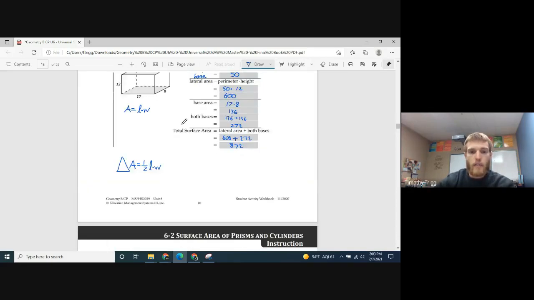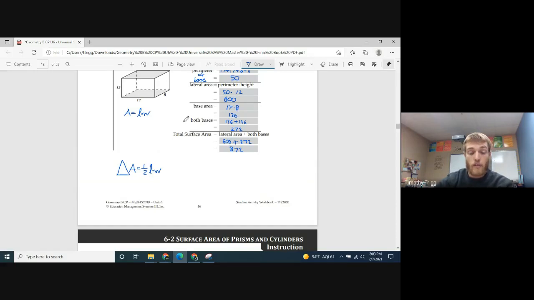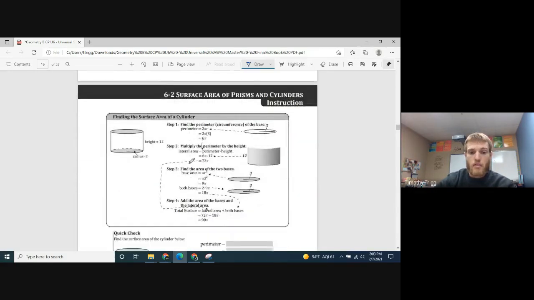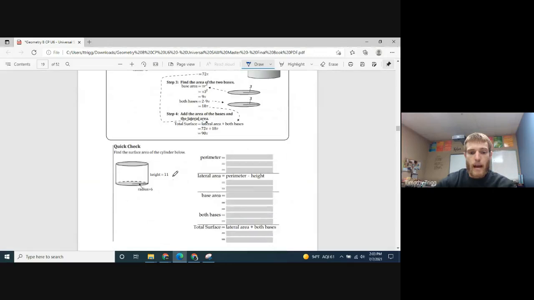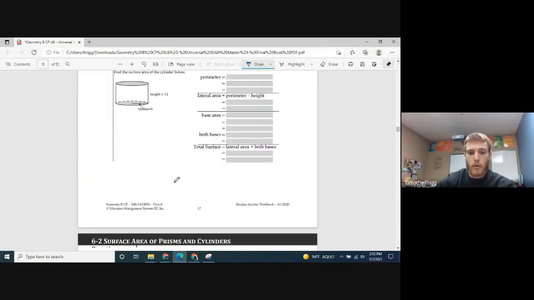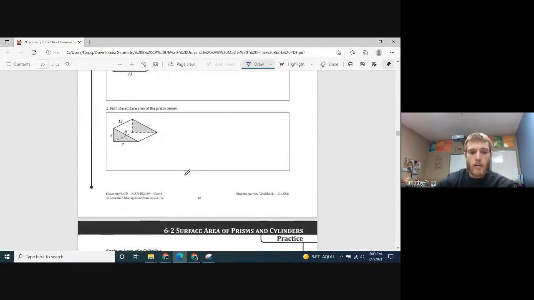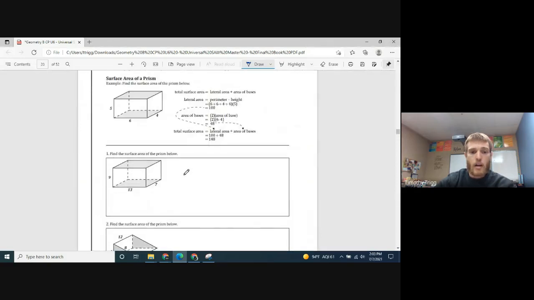And let's actually go over these examples for surface area. Let's go over them right now. So I want you to skip this for right now. We'll come back to this for the cylinder. And let's just go on to page 18. And let's talk about the surface areas of these ones.